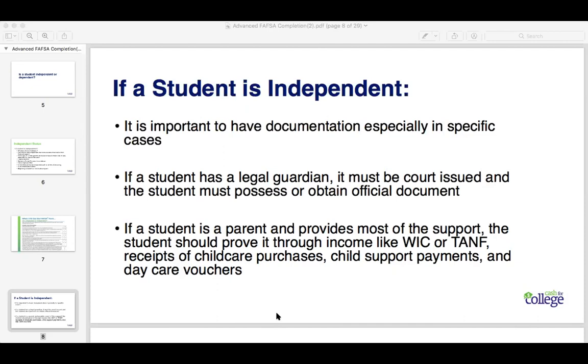Okay, so if a student does have a child and they live with their mom or dad, and mom and dad provide more than 50% of support for the student and their child, then they are going to be considered a dependent student. That's usually how they determine, but they will be selected for verification. And at that point, they would have to prove receipt of benefits.